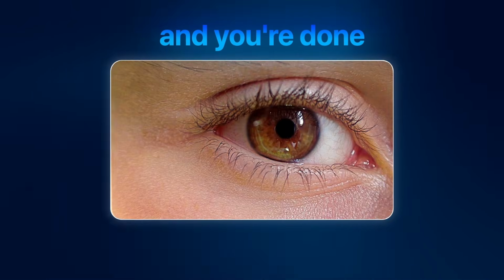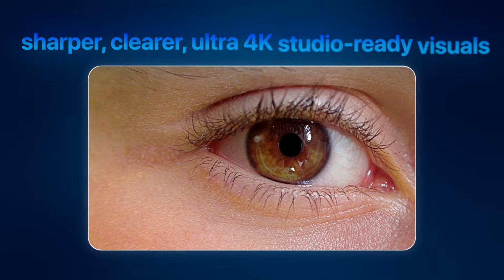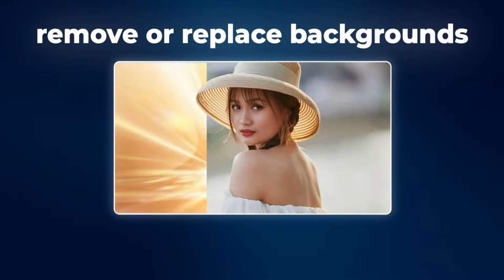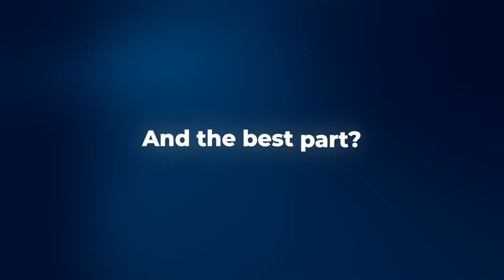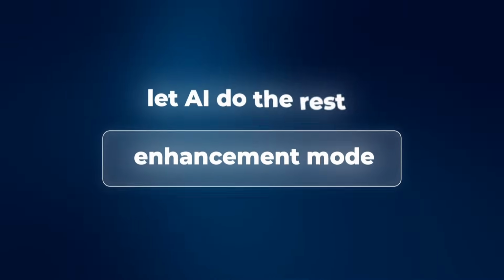In seconds, everything transforms into sharper, clearer, Ultra 4K studio-ready visuals. You can colorize old photos, remove or replace backgrounds, and restore lost details with just one click. And the best part? No prompts needed. Simply pick your enhancement mode and let AI do the rest.